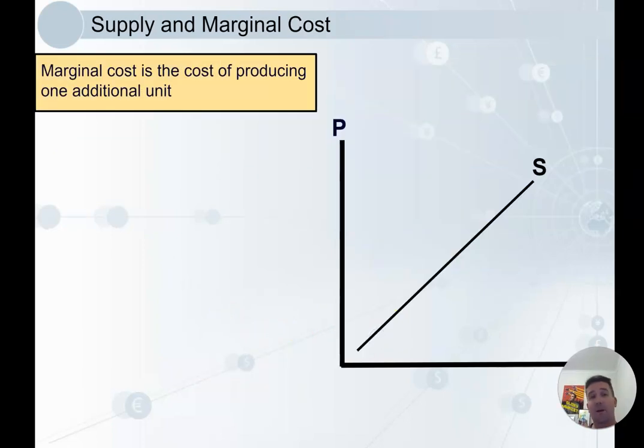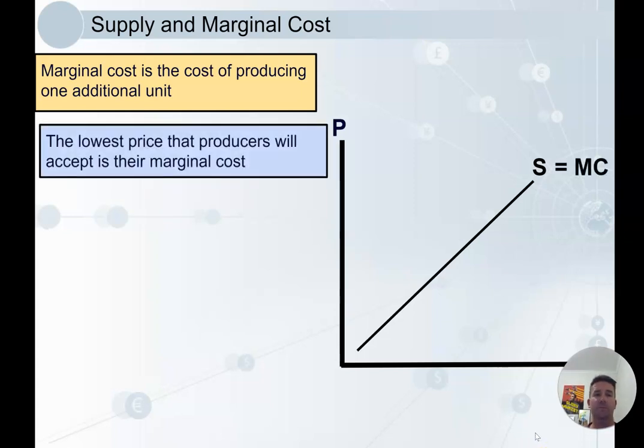Okay, supply and marginal cost. The marginal cost curve, well, the supply curve is the marginal cost curve. Marginal cost being the cost of producing one additional unit. So the lowest price that producers will accept is their marginal cost. If it costs $5 to produce one additional unit, then they're not going to accept anything less than $5 for that unit.